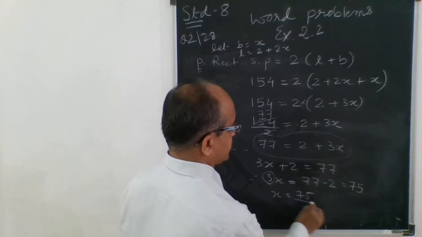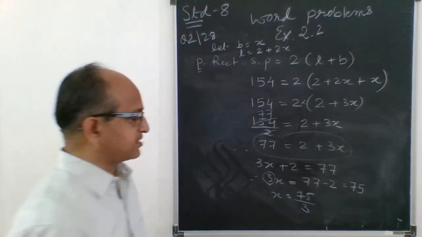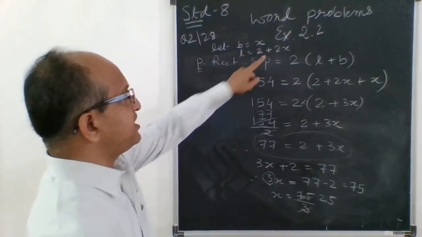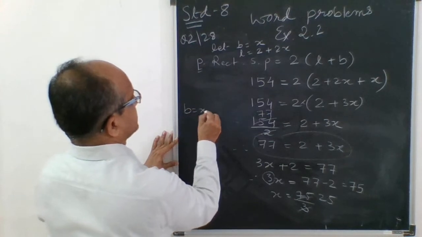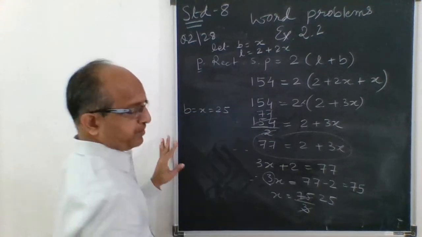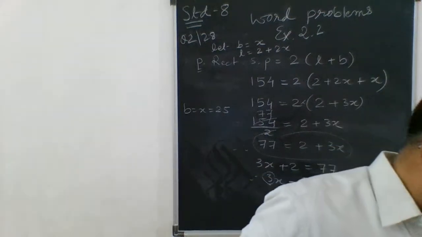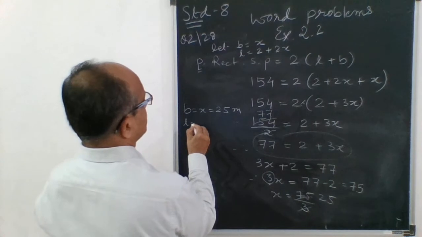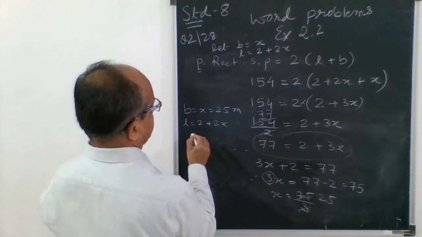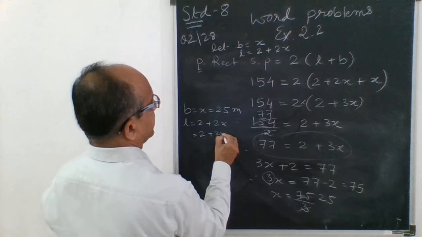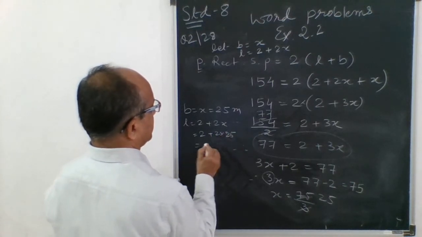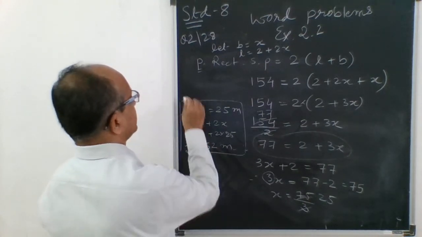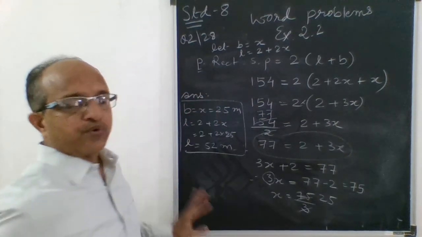So 3x is equal to 75. This is in multiplication, goes to division. So what are we getting? x is 25. So that means B is equal to x, so that is 25. Unit if it is given, we should write it. So unit is given, meter, right? And the length is equal to what? 2 plus 2x. So 2 plus 2 into 25, so that is what? 52 meter. Always write the answer line once your sum is over.